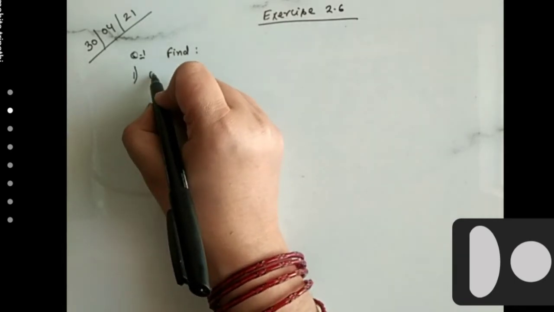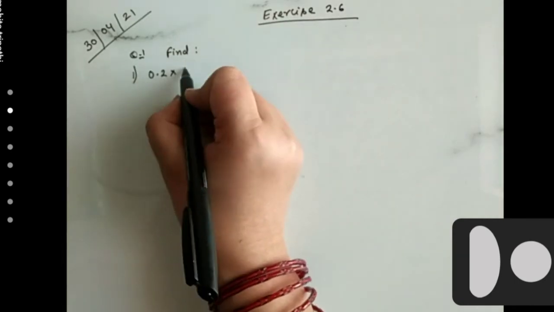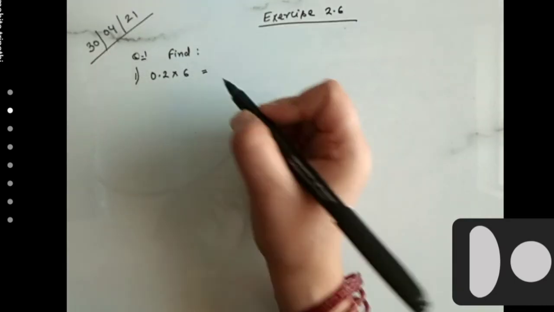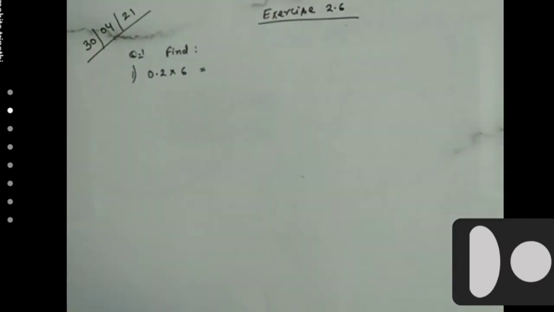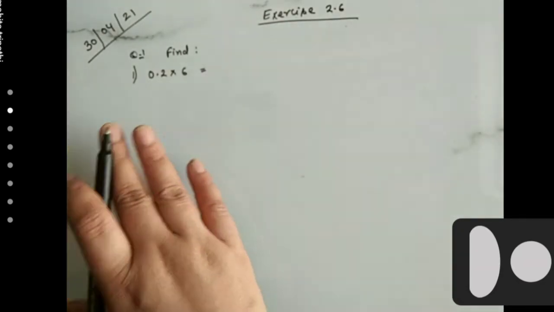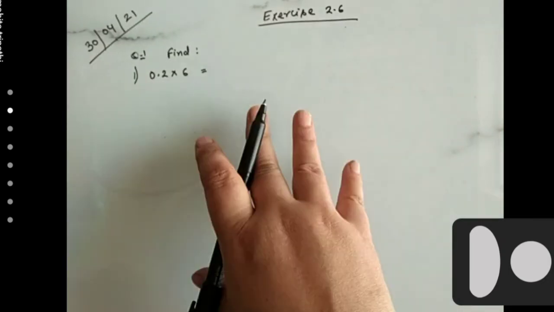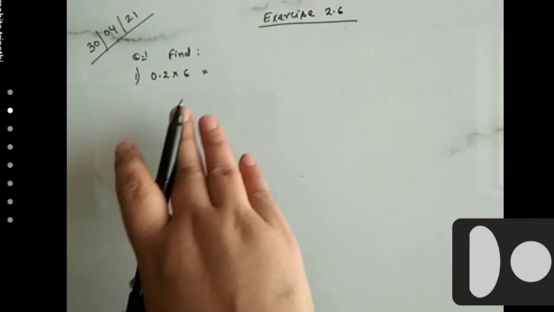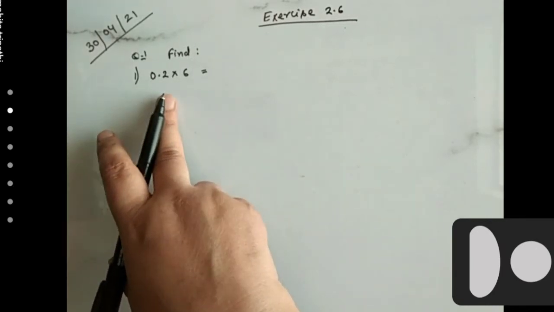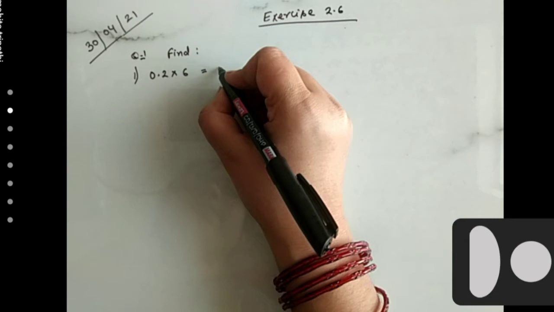It is 0.2 multiplied by 6. Okay, so this multiplication is quite easy. What you have to do is just multiply 2 with 6. Okay, no need to get confused regarding the decimal sign. I will tell you how to put the decimal sign. Just see, it is 2 and 6. You know very well that 2 sixes are 12.